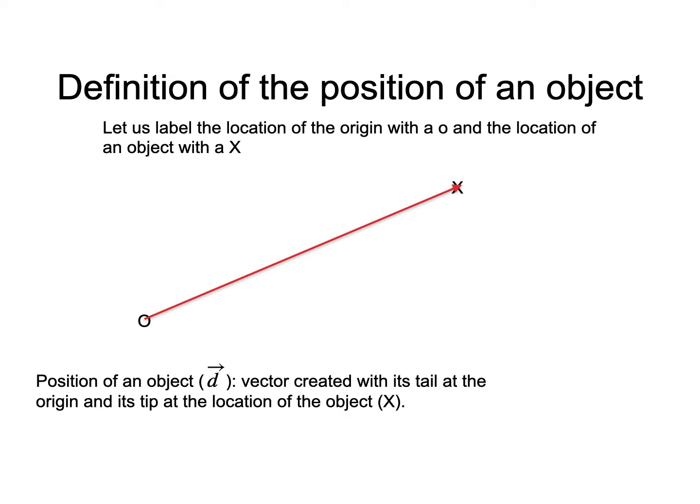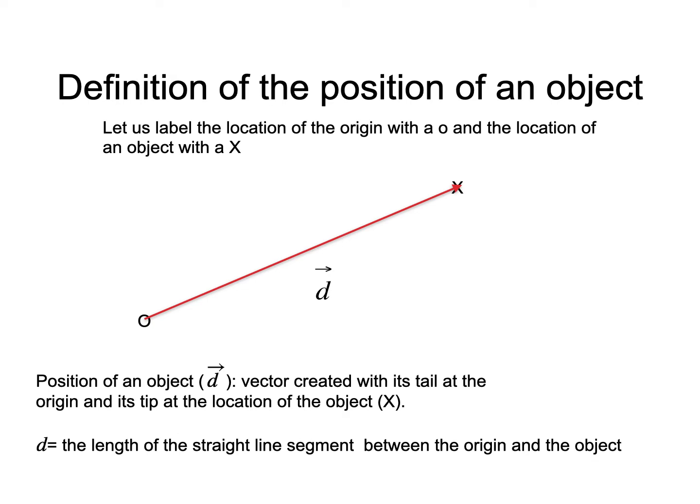The vector will be our way of describing the position of the object. We will reserve the use of the letter D with an arrow for quantities that are representing positions of objects. The magnitude of the vector D is the distance between the origin and the object. The typical measurement units for position vectors are millimeters, centimeters, meters, or kilometers.